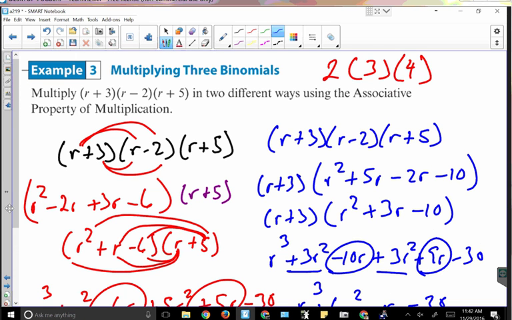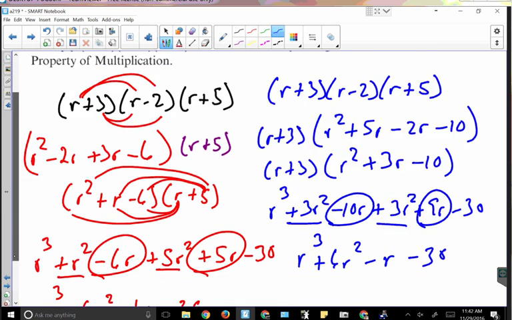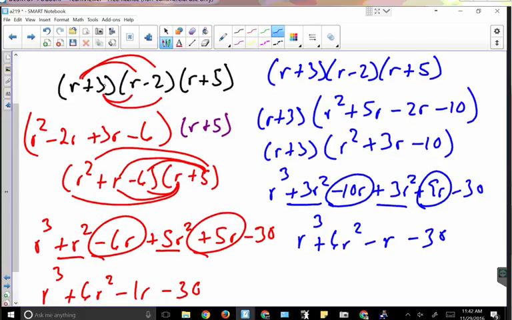What I did here is I multiplied these two together first and then multiplied by r plus 5. Here I took the r minus 2 and r plus 5, multiplied them together first, and got r plus 3 out on the outside. You'll get the exact same answer. It won't matter which way you go.